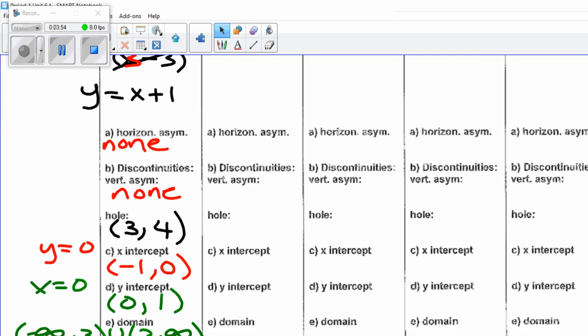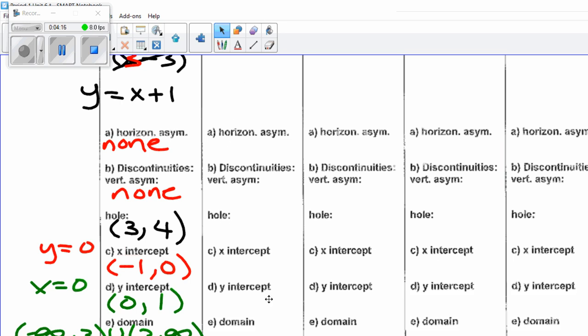Actually, it's going to stop when it gets to that hole. So that would be negative infinity to 4, and then I'll pick up at 4 and go to positive infinity. All right, so there is that one.